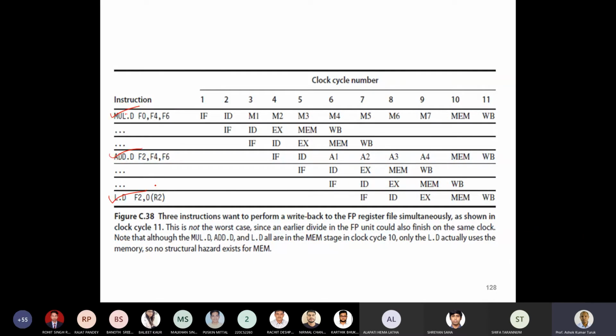Now let's look at the problem here. The instructions can take a different number of clock cycles to execute, so more than one instruction may try to write in the same clock cycle. Let's look at clock cycle 11. In clock cycle 11, 3 instructions want to write. So how is it possible?